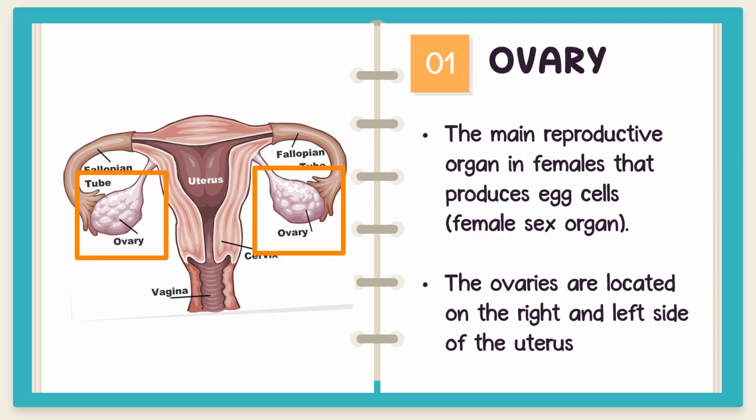For number 1, we have the ovary. Ano ibig sabihin ng ovary? The ovary is the main reproductive organ in females that produces egg cells. So, ang tawag sa female sex organ niya ay ovary. The ovaries are located on the right and left side of the uterus. So, dalawa ang ovary ng mga kababaihan. The left ovary and the right ovary. Makikita sa drawing ko kung saan naka-rectangle yung ovary.